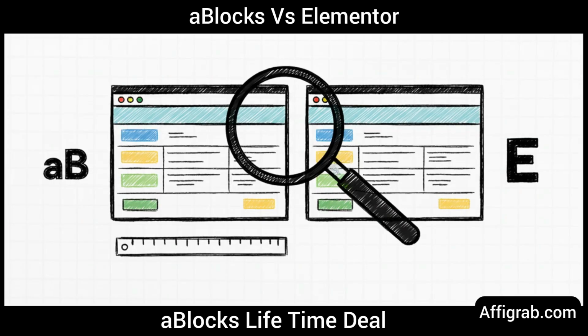Okay, so here's how we set up the test. We took a pretty complex pricing table, multiple columns, icons, even a little animated toggle, and we built it pixel for pixel, once using ABlocks inside Gutenberg and a second time using Elementor Pro. Same design, same server, just 2 different tools.